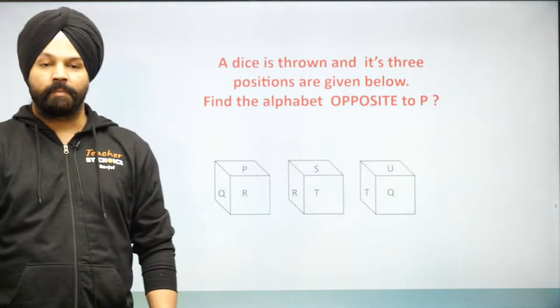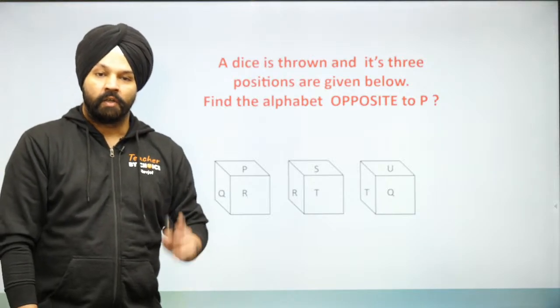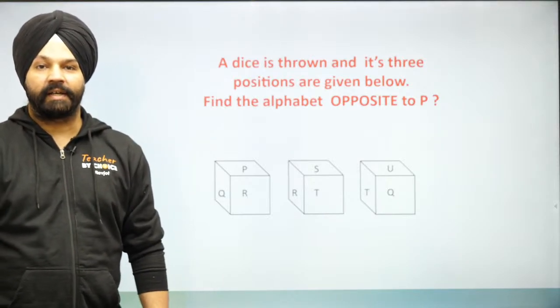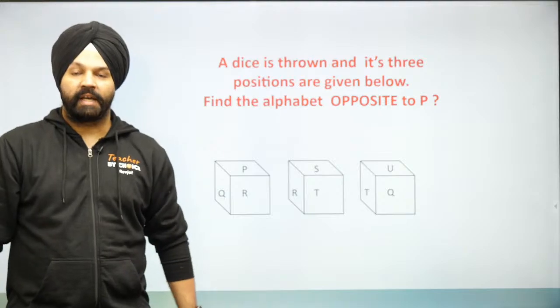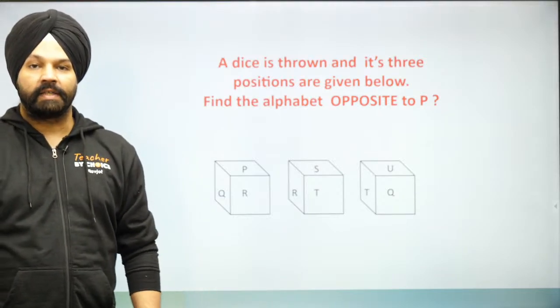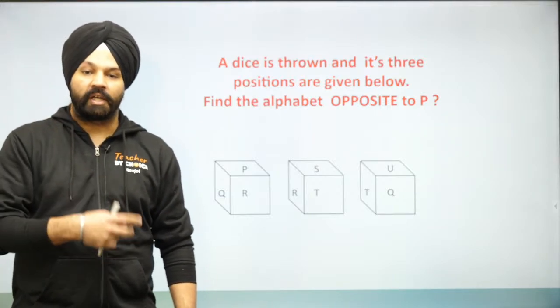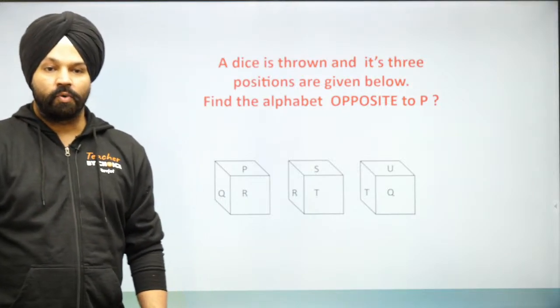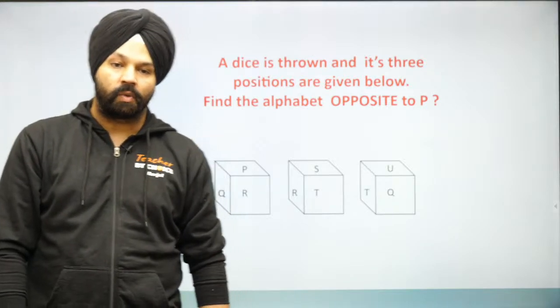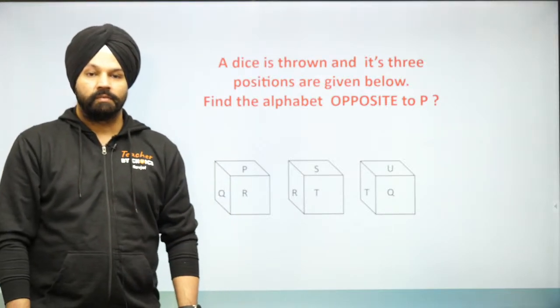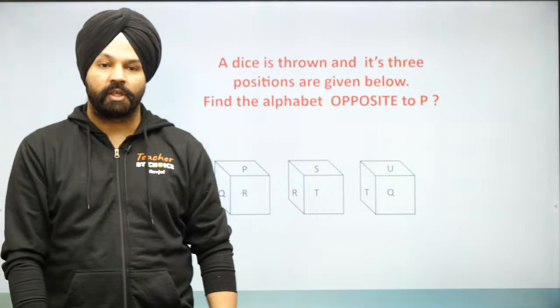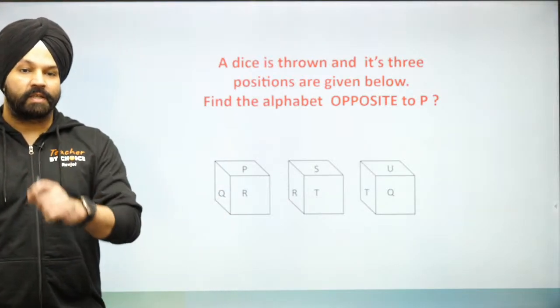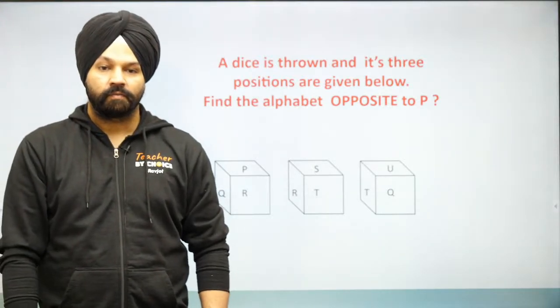Quickly. फटाफट बताइए P के opposite कौन आने वाला है. 3 diagrams are available. Now when we are getting 3, फिर तो lottery है, because generally it's a tough case when there are 2 views, but now we have got 3 views of a dice wherein you can see PQR, you can see RST, you can see TUQ. So the question is, which face is opposite to P?